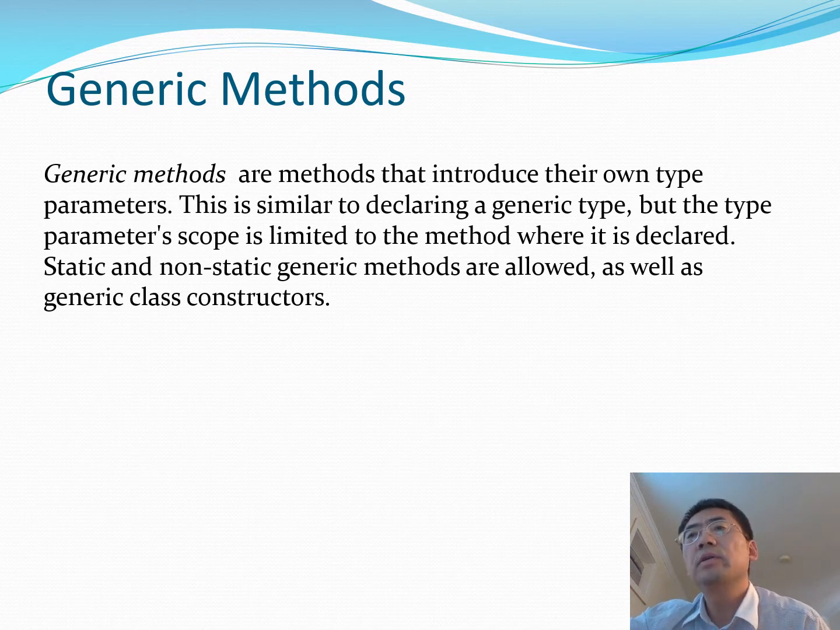It's kind of similar to declaring a generic type. But the scope for the type variables is limited to the method itself. If you use it anywhere else in the same class, it's out of scope. A generic method can be either static or non-static.